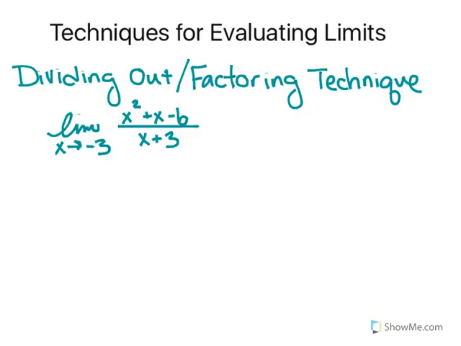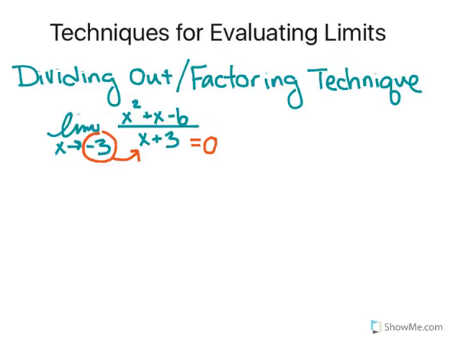So notice that we have a limit of a rational function, and the problem that we have is that if I were to try direct substitution, if I were to take this -3 and plug it in for x, the result would be 0 in the denominator. And that's something that we can't have happen. So what we have are these techniques to get around that.